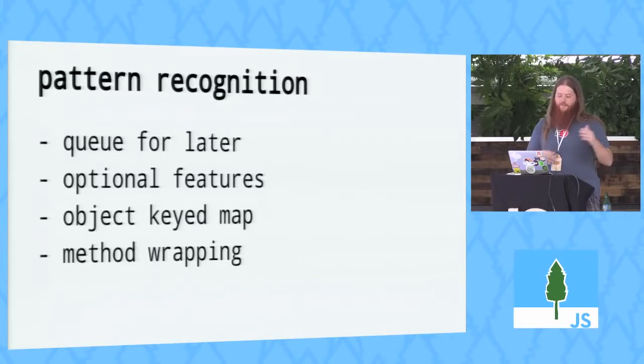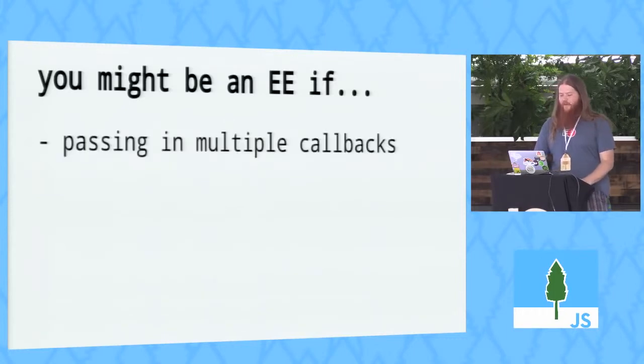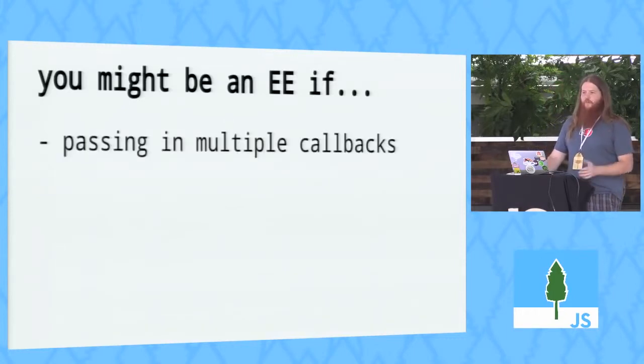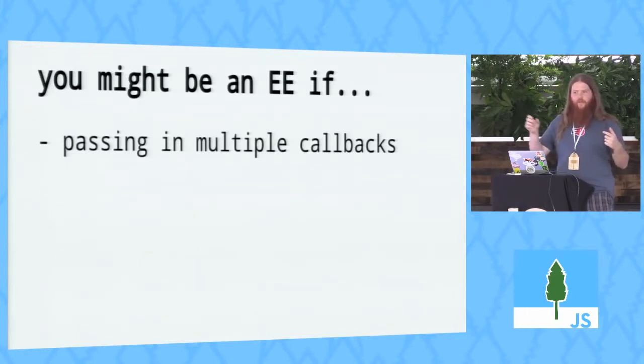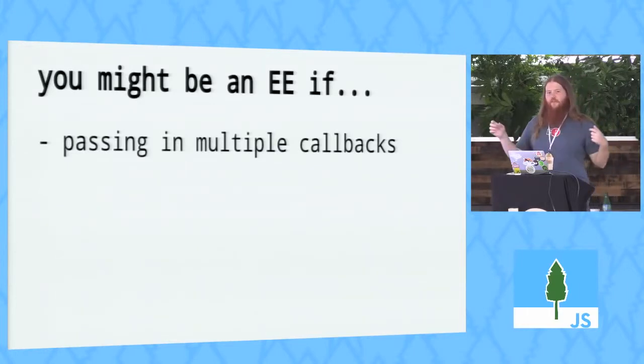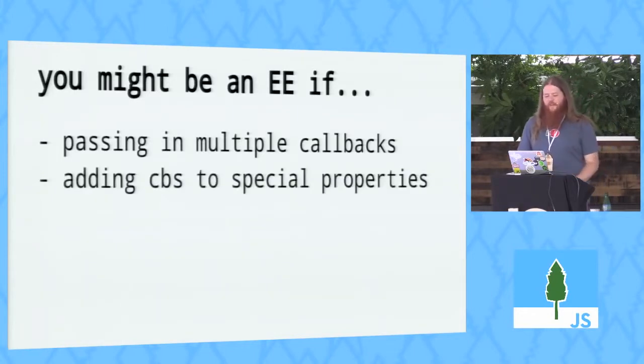You want to be able to time from one side to the other. Those are all things that you can do with events. So you might be an event emitter if you're passing multiple callbacks in. If you've got a success and an end, and then maybe you want a progress callback and you're sending those in as 3 distinct arguments, maybe you should be looking at an event emitter.